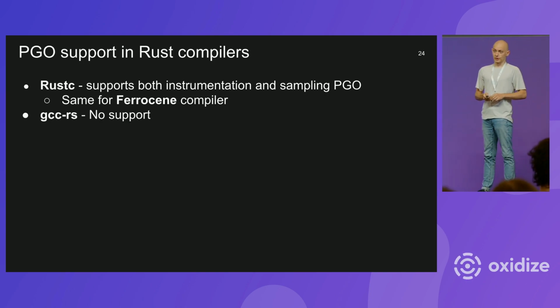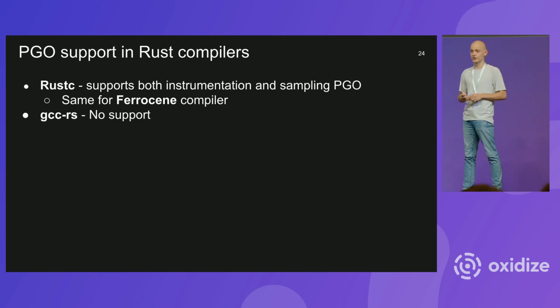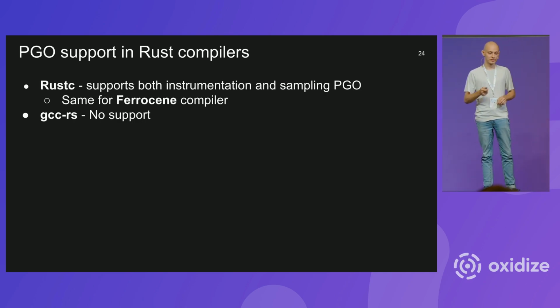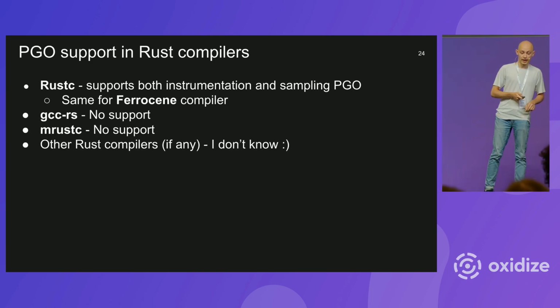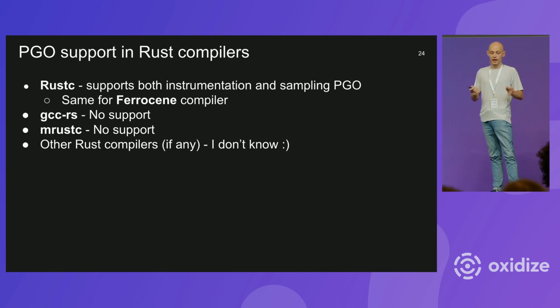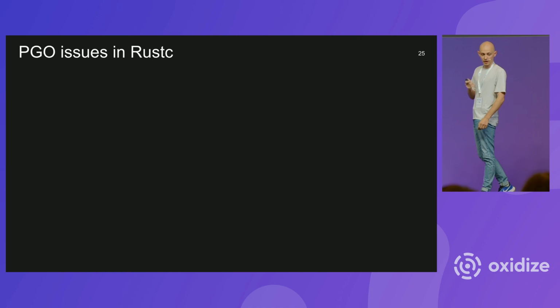GCC-rs, if you care about the GCC ecosystem for Rust, unfortunately no support for PGO yet, and they don't care about it, at least for now. They have other priorities. mrustc, if you care, no support, and if there are other compilers, I actually don't know, but I'm pretty sure they don't support PGO too.